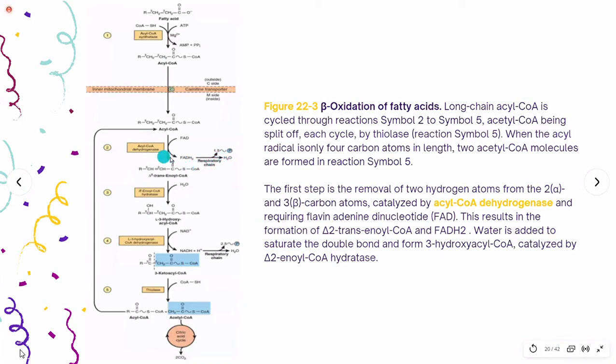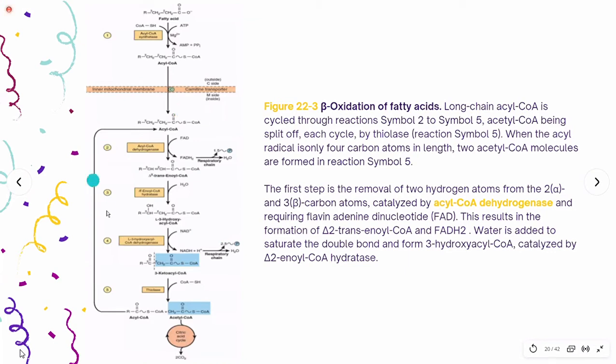Then you have your enoyl-CoA. It is hydrated by a hydratase, so that you will have an OH. And you have your 3-hydroxyacyl-CoA. Remember that 3 is your beta carbon. It is oxidized again by a dehydrogenase. And this time NAD is the acceptor, and you have NADH. That NADH goes to the respiratory chain right away.